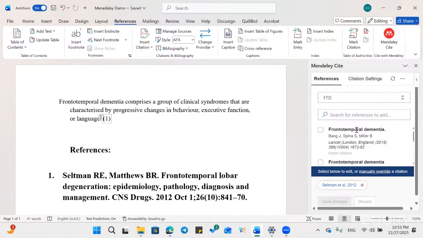So this is the basic workflow of Mendeley. Once you get used to it, it removes a lot of manual work from academic writing. Thank you, and I hope everything is clear. If you have any questions, please don't hesitate to ask.